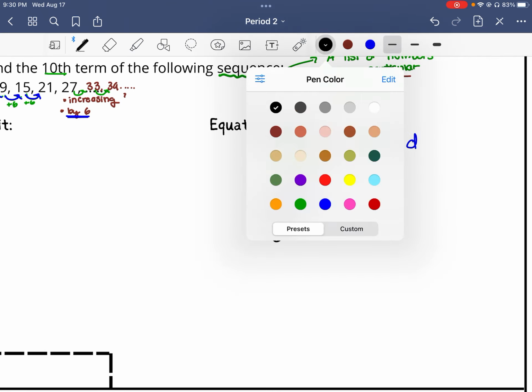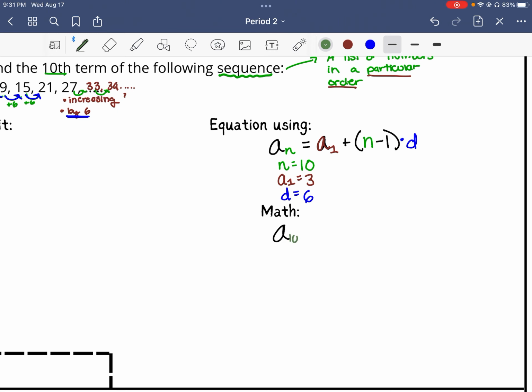So our 10th term, which we call A10, equals A1, 3, plus 10 minus 1 times D.